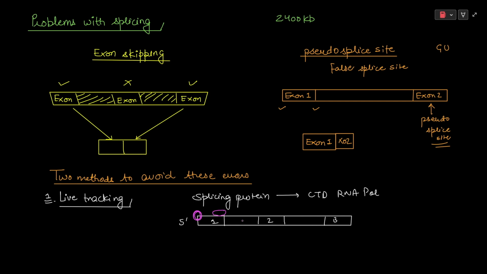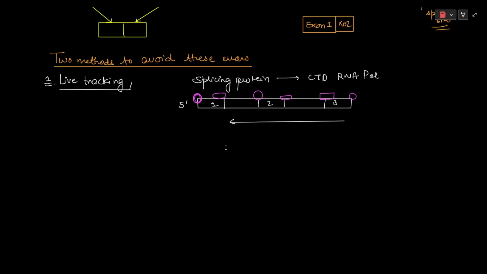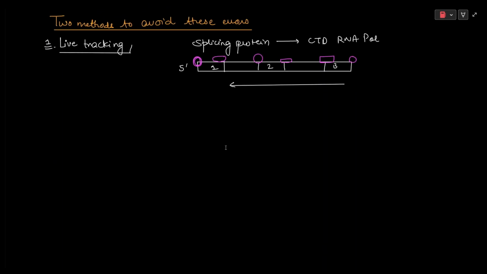right? The process of transcription goes from 5' to 3' in direction, and the 5' end is released first. So this is coming out in this direction. The RNA leaves the polymerase in this direction. So the next site that will be coming out will be this one. So this is also recognized, right? Then comes this one, and it is also recognized. So using this live tracking method, the RNA polymerase, or basically the cell, ensures that none of the exons are skipped. So this is the one method that we have.